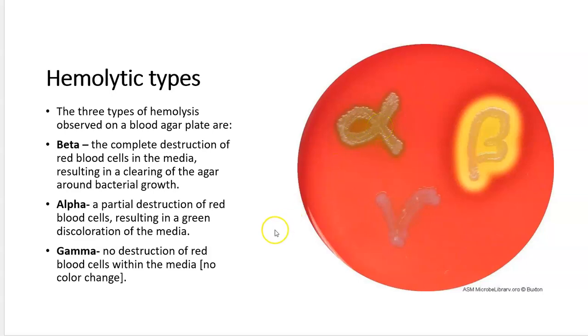And then there's gamma hemolytic activity, which is really no hemolytic activity. In gamma hemolytic activity, the bacteria just grows on the surface of the blood agar, but it does not release any toxins to damage the red blood cells. So we can see the bacteria growing, but then we see this rich red coloration all around, and that's because the red blood cells have not been destroyed at all. So in beta hemolytic activity, there's complete destruction of red blood cells. In alpha, there's only partial destruction of red blood cells, and then in gamma, there is no destruction of red blood cells.